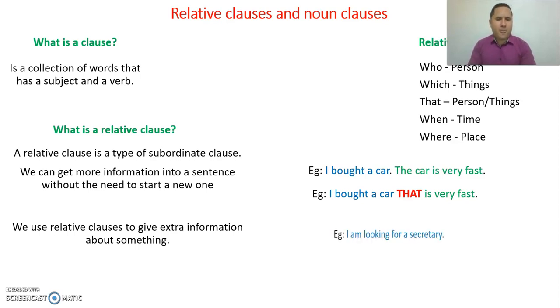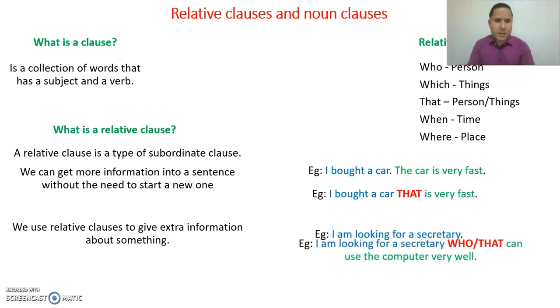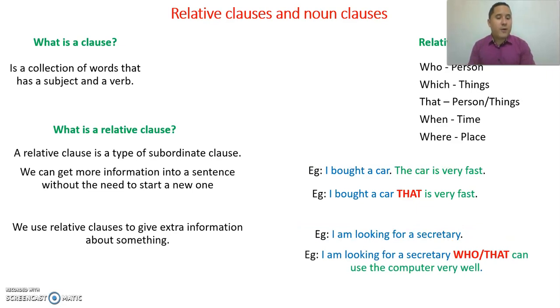For example, I am looking for a secretary. Okay, fine, you're looking for a secretary, but you need more information so we can find the specific or the right person for the job. In that situation, we can use a relative pronoun and turn that sentence or that clause into a relative clause. For example, I am looking for a secretary who can use the computer very well, or that can use the computer very well. So guys, that easy and that simple is how we can make relative clauses.